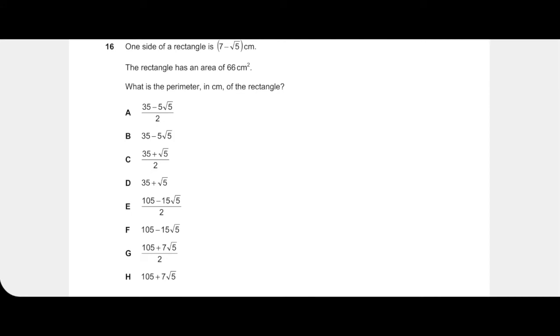Question number 16. One side of a rectangle is 7 minus root 5 centimeters. The rectangle has an area of 66 centimeters squared. What's the perimeter in centimeters of the rectangle? Immediately you should be thinking, how do I calculate the area of a rectangle? It's length times width. You know what the length is, so 7 minus root 5. And we could call the other side x, equal to 66. Now let's solve for x to work out what that one side is.